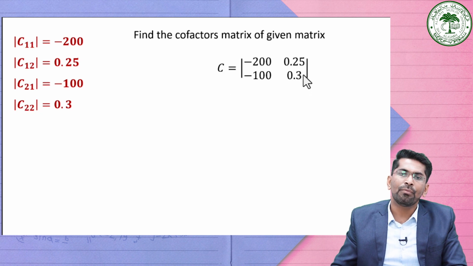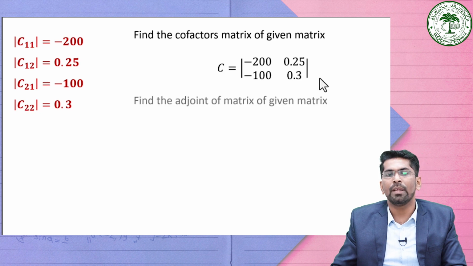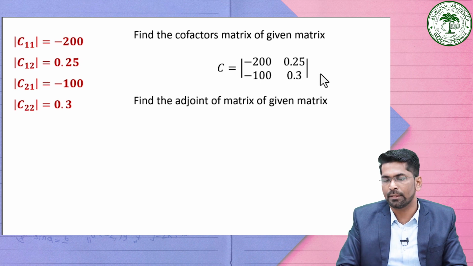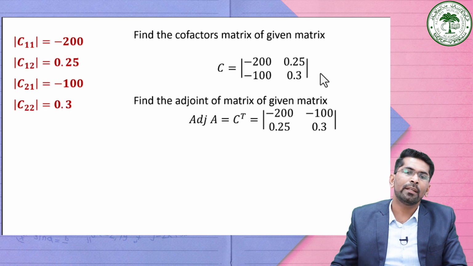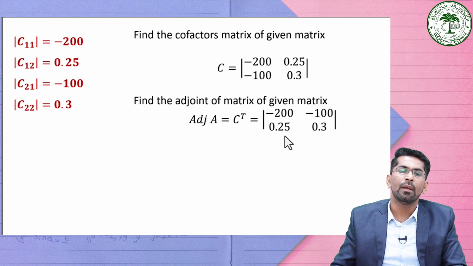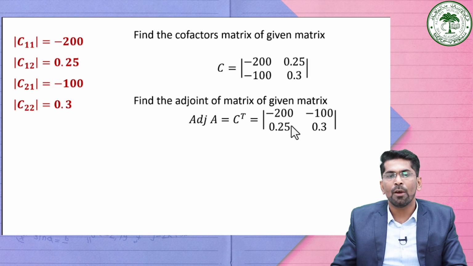See, after getting the cofactor matrix, we are going to take the transpose of the cofactor matrix so that we can find the adjoint of the given matrix. See, the adjoint is the transpose of the cofactor matrix. So here, for the transpose of the cofactor matrix, we are going to interchange the first row into the first column and the second row into the second column. So it will become minus 200, minus 100, 0.25 and 0.3. So here we have the adjoint of the matrix, which is the transpose of the cofactor matrix: minus 200, minus 100, 0.25 and 0.3.